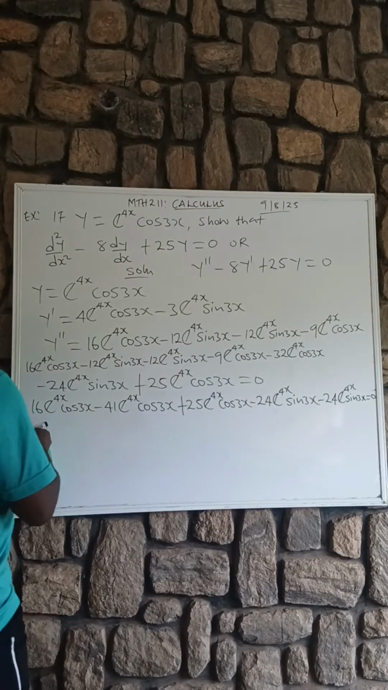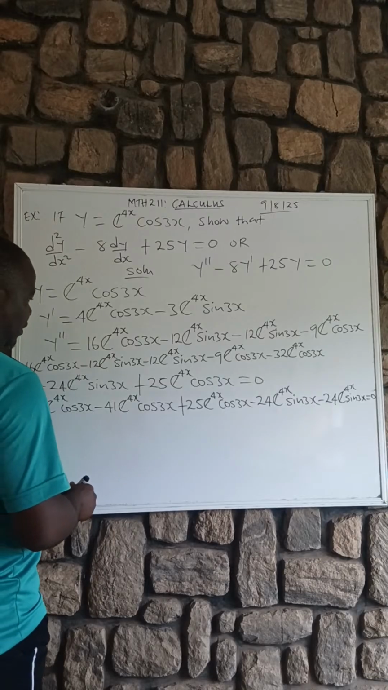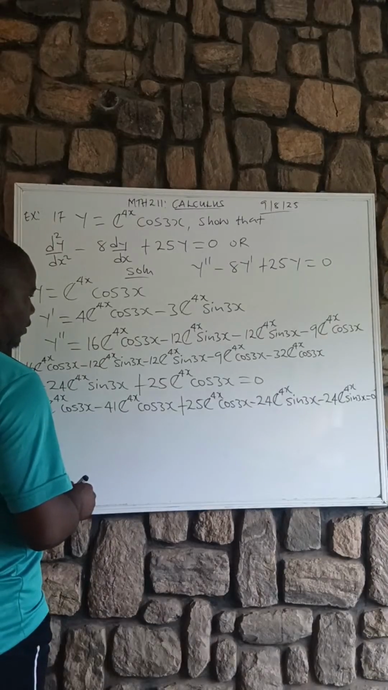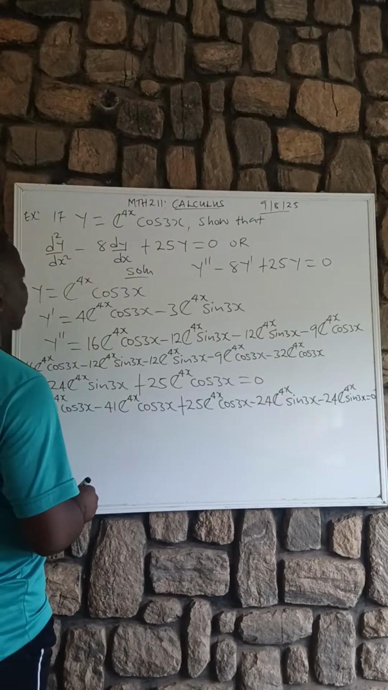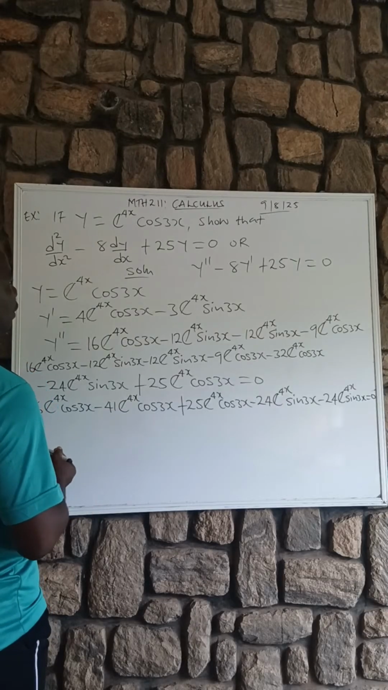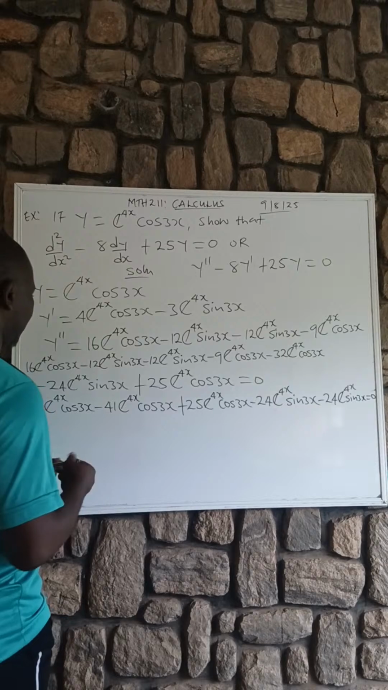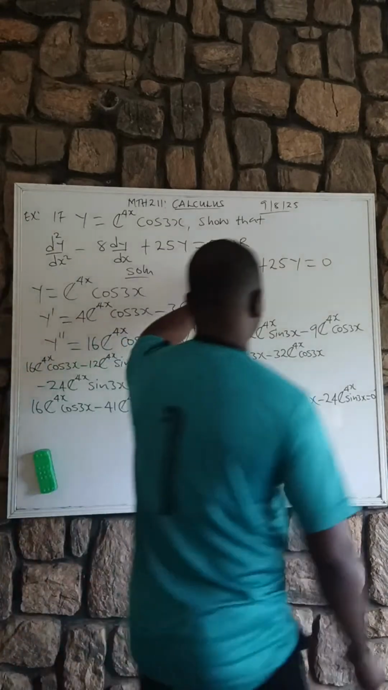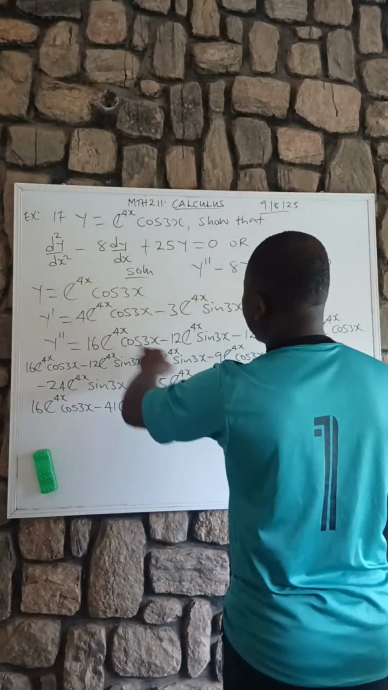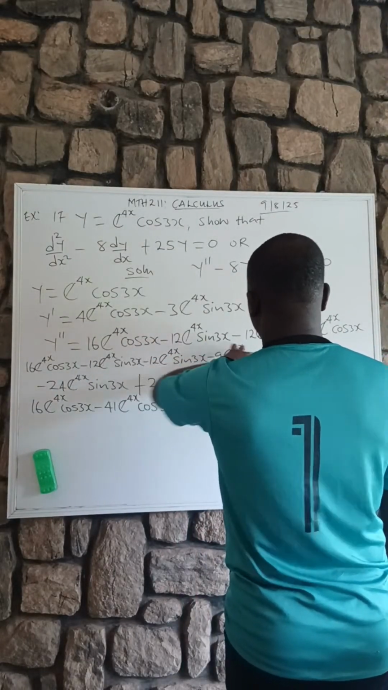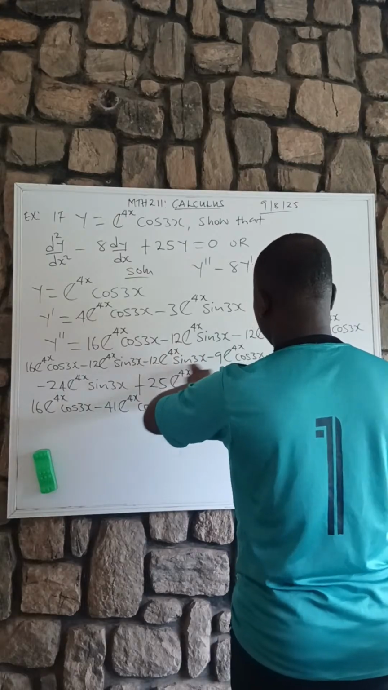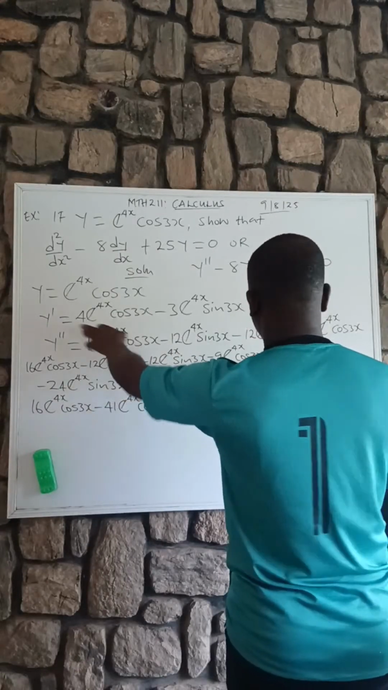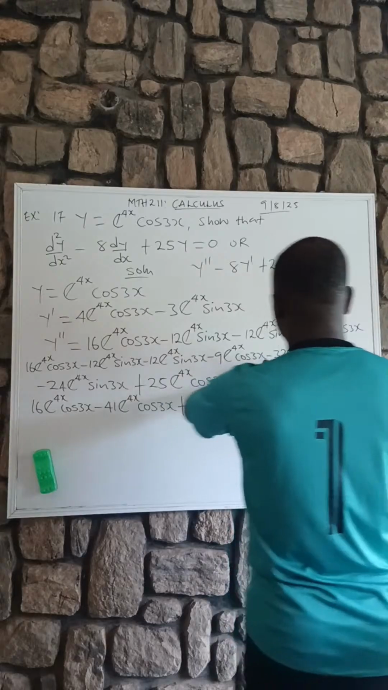Here we are going to have... wait, something is wrong somewhere. Yes, here is supposed to be -8, right? So -8 times this, where is it? Yeah, -8 times this, 32, right?